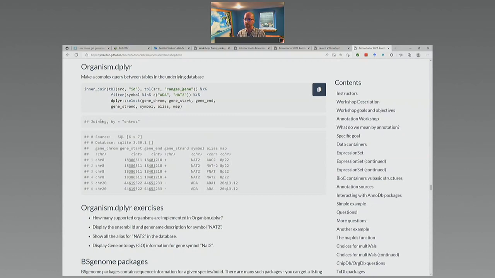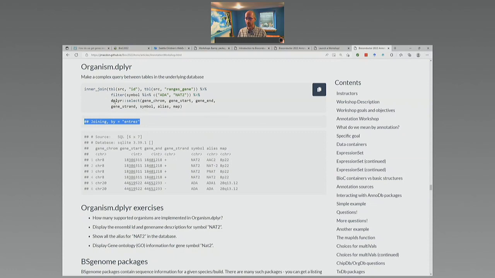It'll tell you as part of the output what it used to do that inner join. It turns out that the ID table has an Entrez gene column and the ranges gene table has an Entrez gene ID. It makes a bigger table, merged just on that Entrez gene ID. Then you can use these magrittr pipes to filter this bigger table based on different things. So you can filter saying, I just want the symbol that's either ADA or NAT2. Those are the only two genes I really care about.